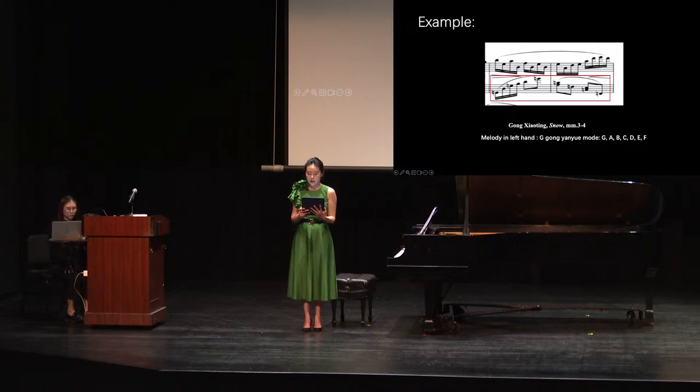After we rearranged these notes, based on the rule and the interval relationship of the pentatonic-based heptatonic scale, we can confirm that the home tone is G, which is G, A, B, C, D, E, and F in the Jigong system. According to the rule of the heptatonic scale, the melody in the left hand is Jigong Yanyue mood. Now I'm going to demonstrate the melody in the left hand.